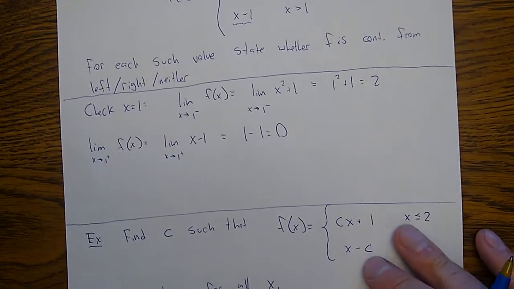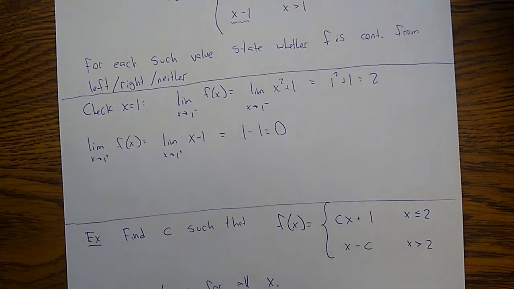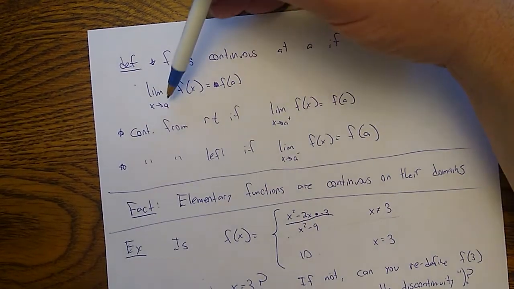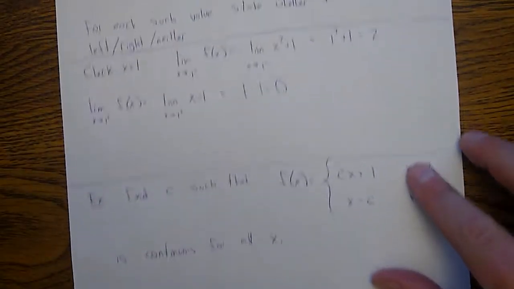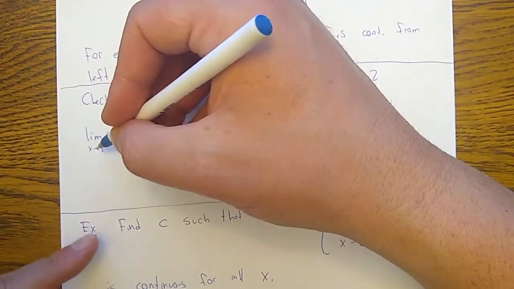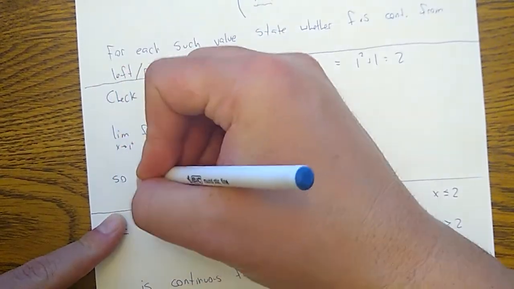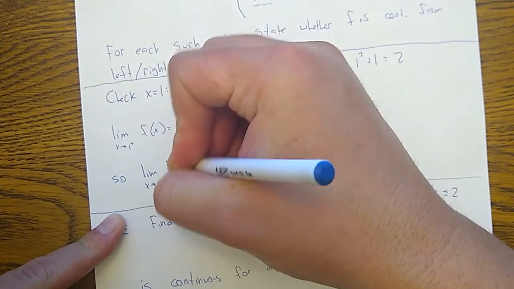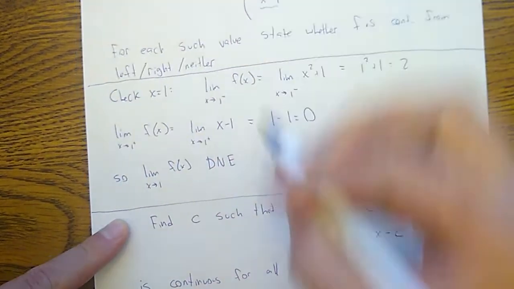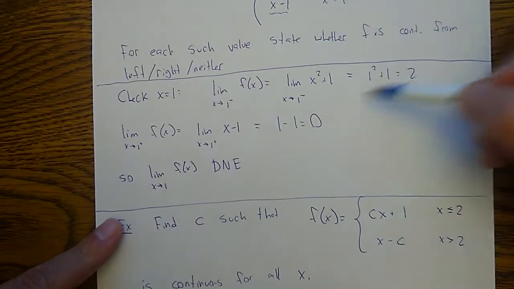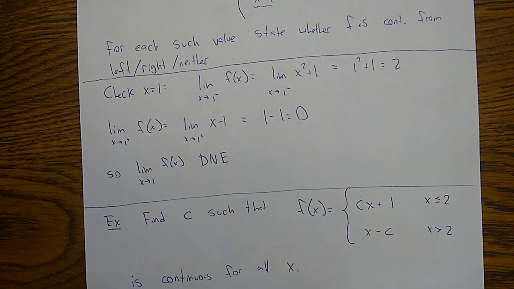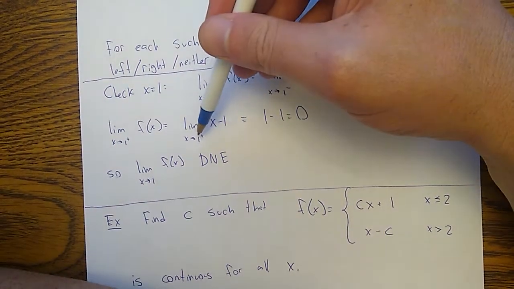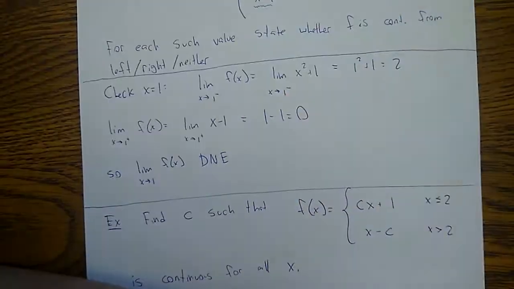So, what happened? In order to be continuous, the limit as x goes to a of f of x has to equal f of a. In the scenario we're in, the limit as x goes to 1 does not exist because the limit from the left and the limit from the right aren't the same. We got 0 in one place and 2 in the other place. So since the left and right limits don't agree, I would say the limit does not exist. So it can't be continuous.